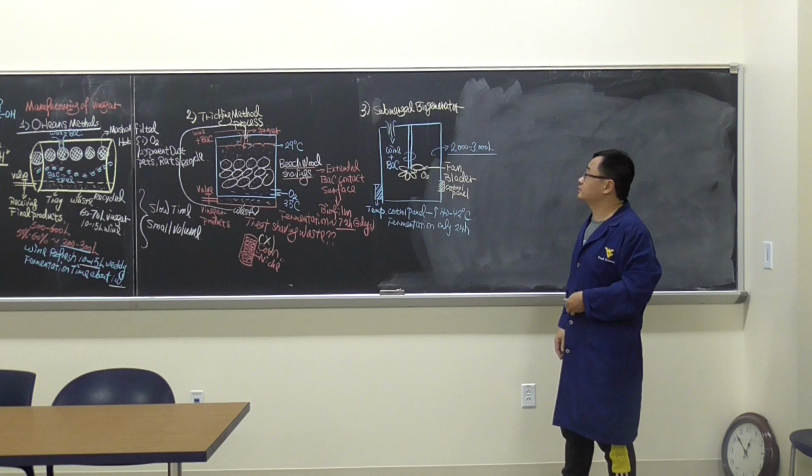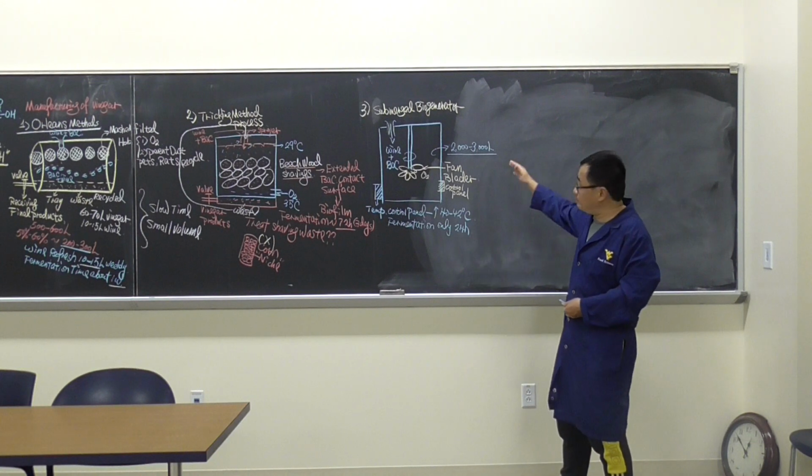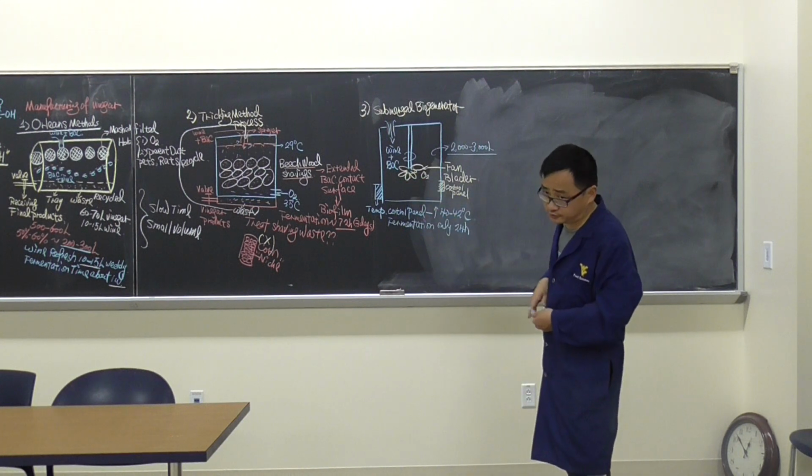Okay, that's why the submerged biogenerator is being used a lot. But the thing is that there is no recycling. So what you have to do is one batch by one batch. But in one batch you can have a huge amount. It's 5 or 10 times compared to the other methods.